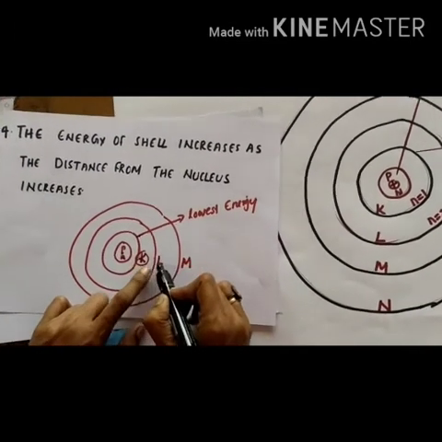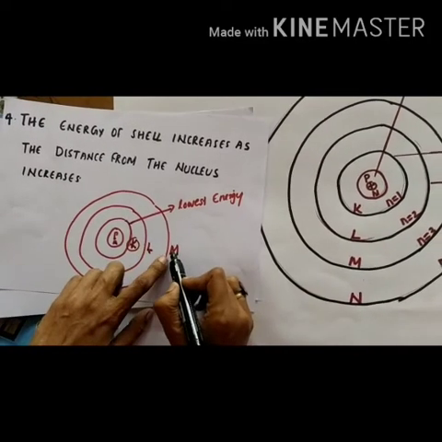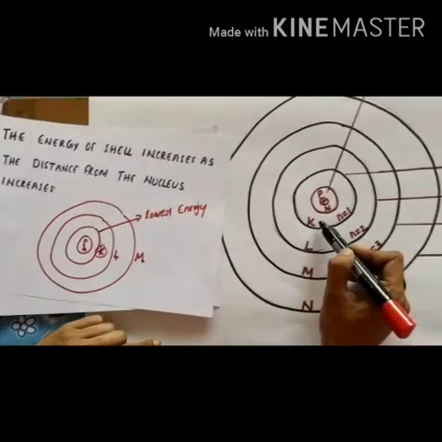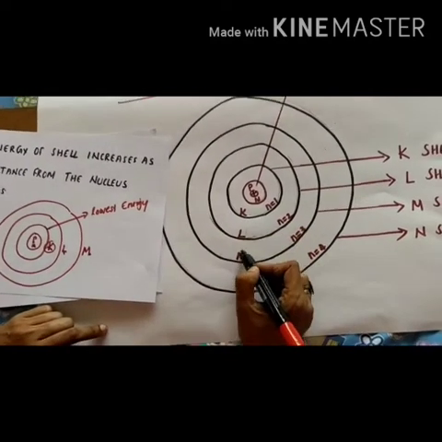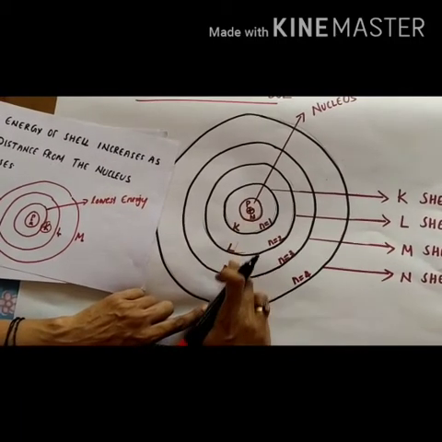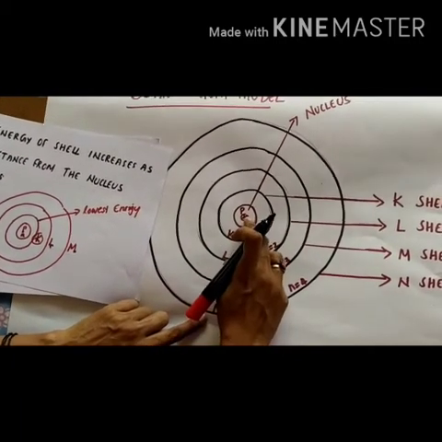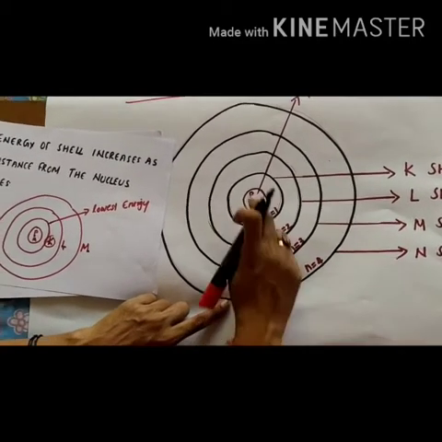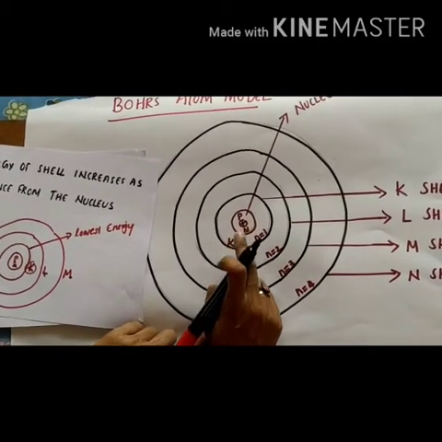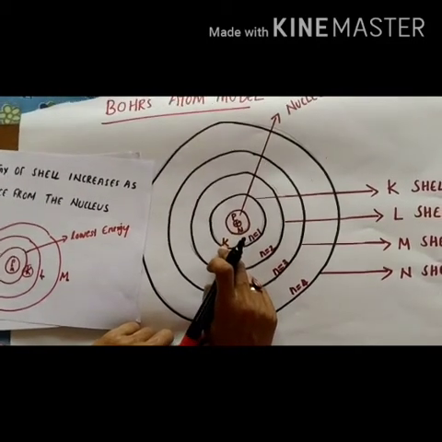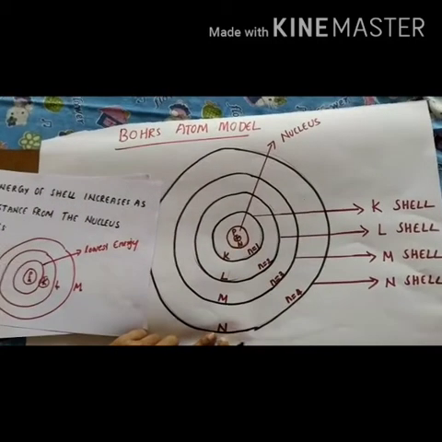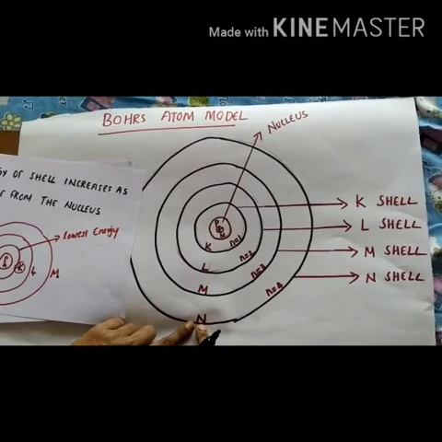Compared to the K shell, the energy of the L shell will be more and the energy of the M shell will be more. Okay, clear? So as the distance from the nucleus increases, the energy also increases. If you consider this, the K shell is nearer to the nucleus and the M shell is far away from the nucleus. So which has the lowest energy? Of course the K shell, because the K shell is near to the nucleus. The shell near the nucleus has the lowest energy and the shell away from the nucleus has the highest energy.